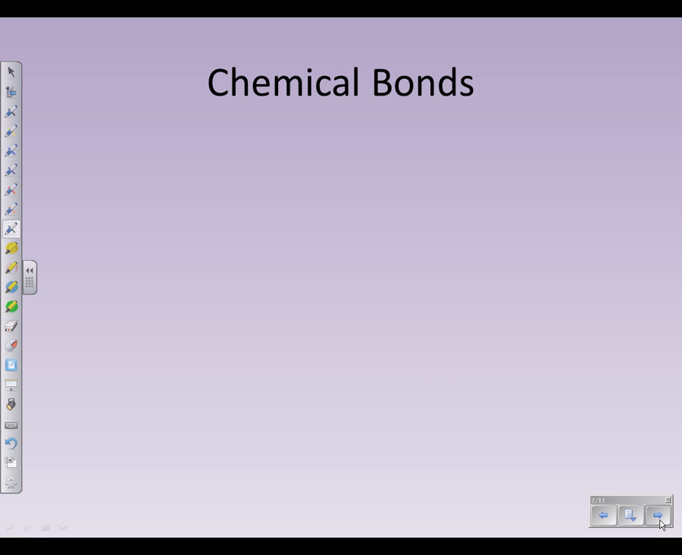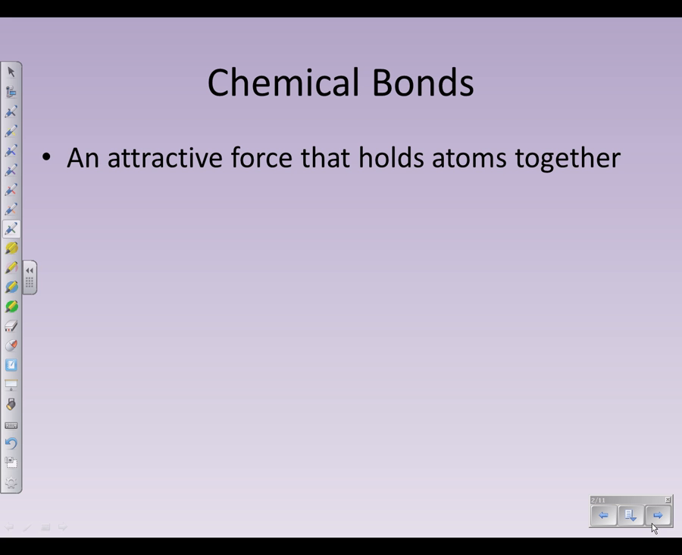So, first, by definition, chemical bonds are an attractive force that holds atoms together. This is how we start building new things, because there's something that holds these atoms together and makes them behave in a different way than they do when they're by themselves.